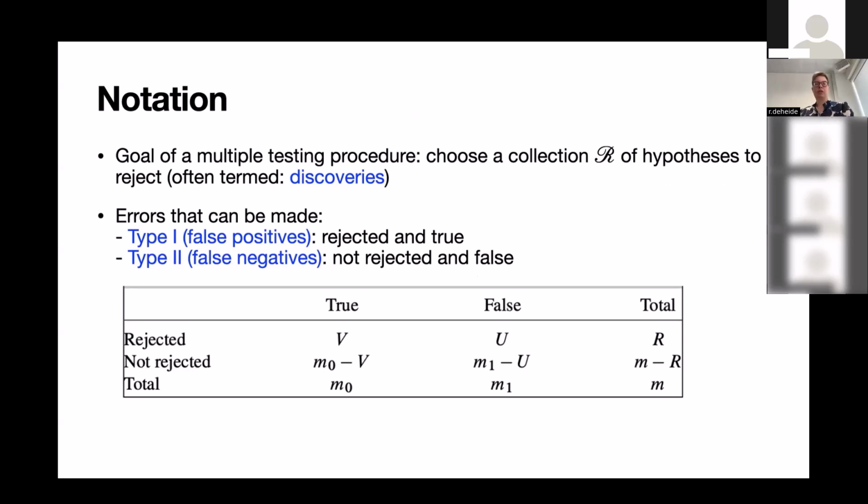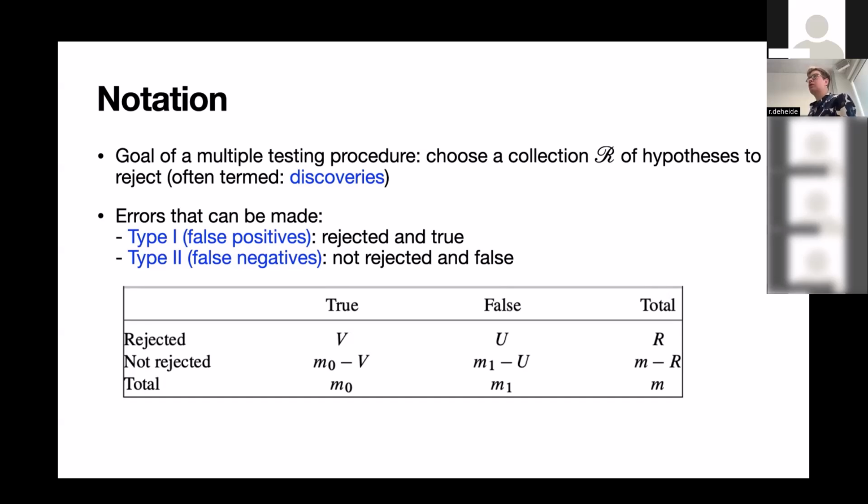And we often call them discoveries. And just as with single hypothesis testing, we can make two types of errors. So type 1 errors, where we reject a true hypothesis, and type 2 errors, where we do not reject a false hypothesis. And here is a table where we denote the number of them.